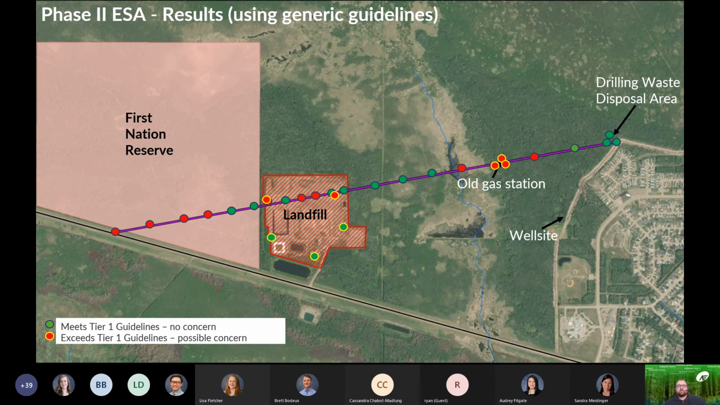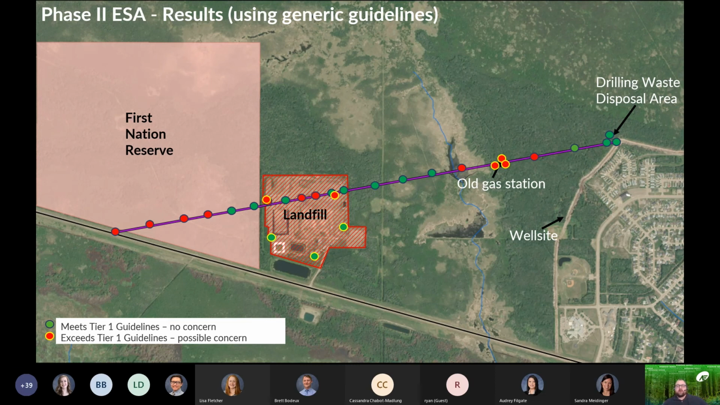So exceedances were identified at the landfill and old gas station, which is more or less expected, and near the highway. Luckily, the drilling waste disposal area came back as non-environmental concern and everything had passed there, which usually is not the case, but in this case it is.